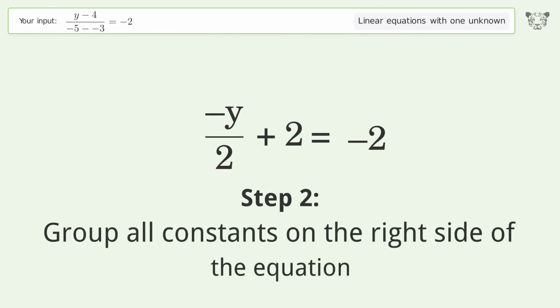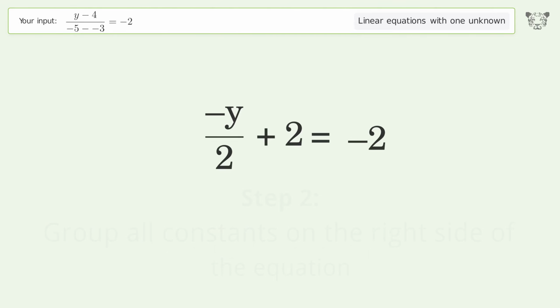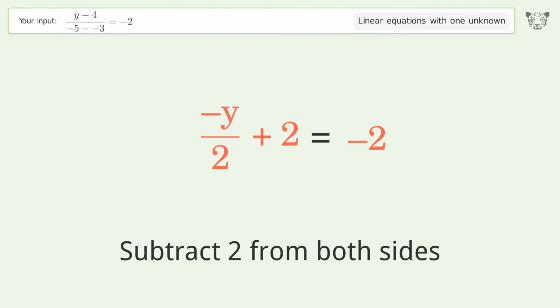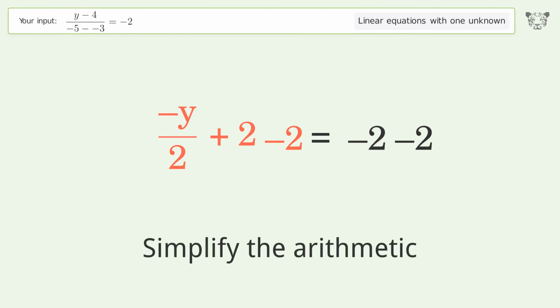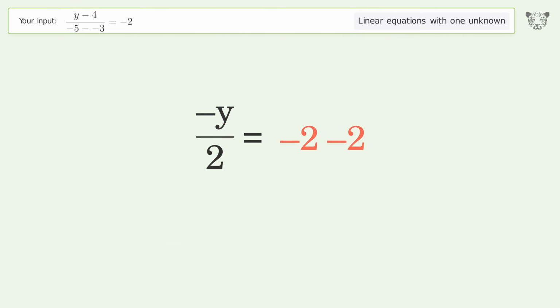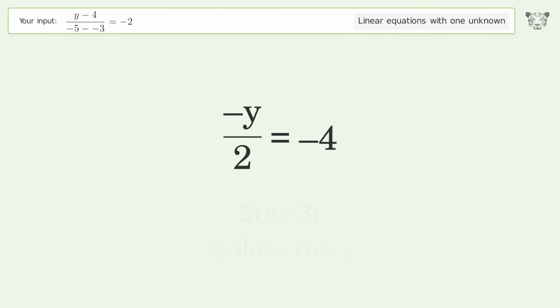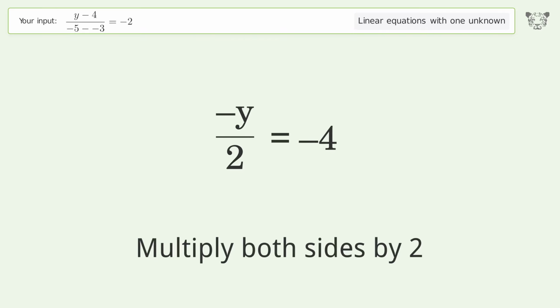Group all constants on the right side of the equation. Subtract 2 from both sides. Simplify the arithmetic. Isolate the y. Multiply both sides by 2.